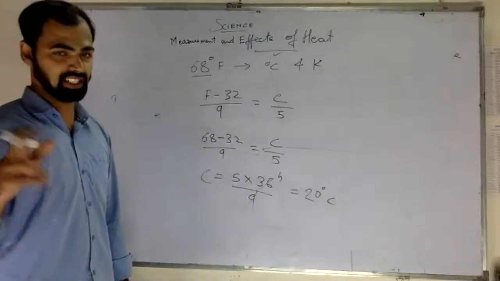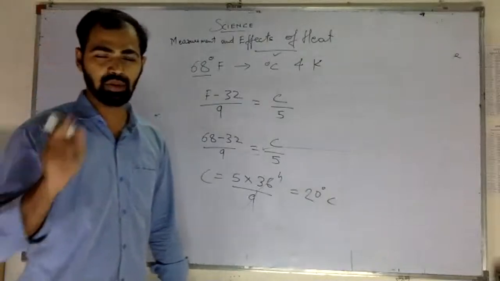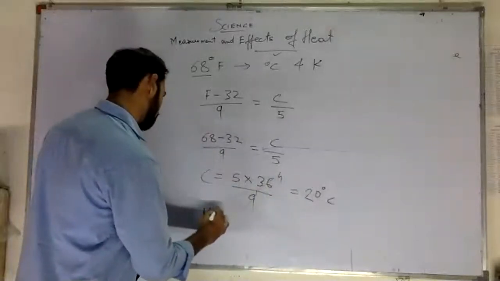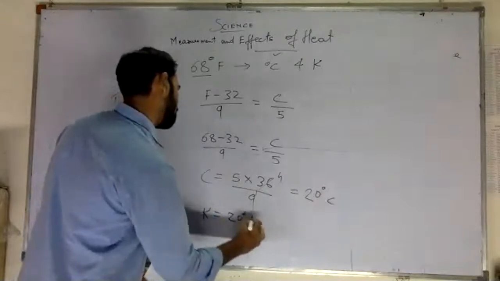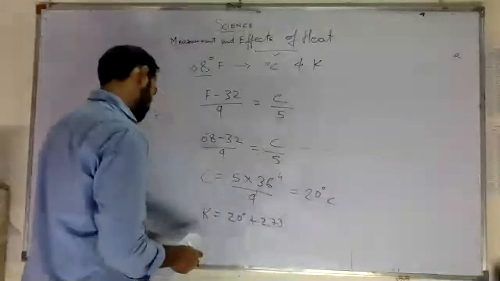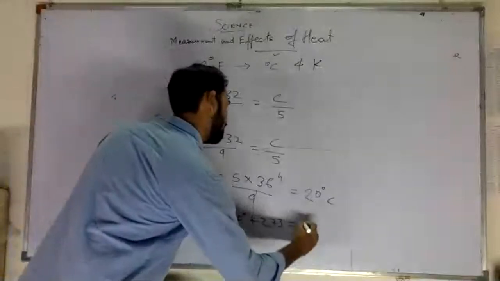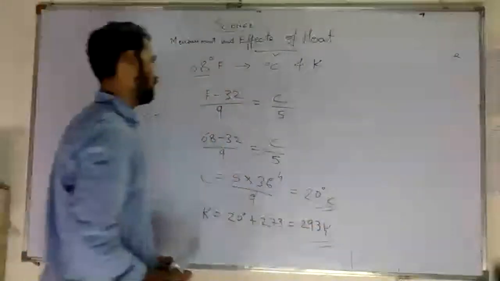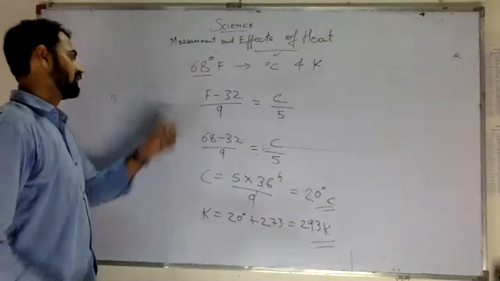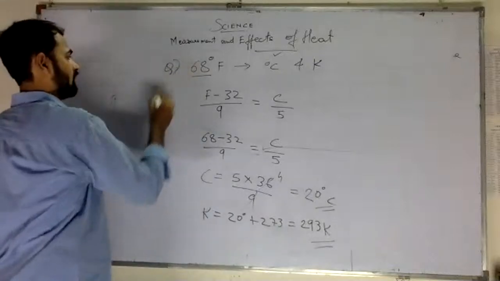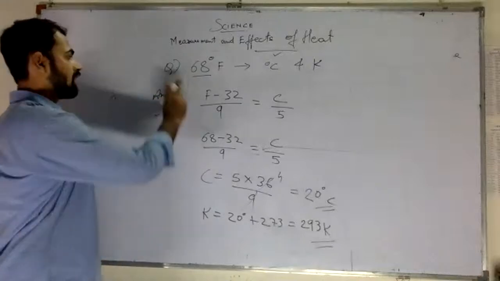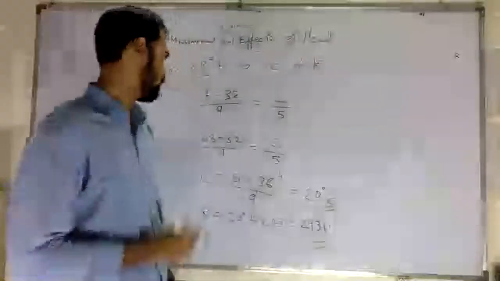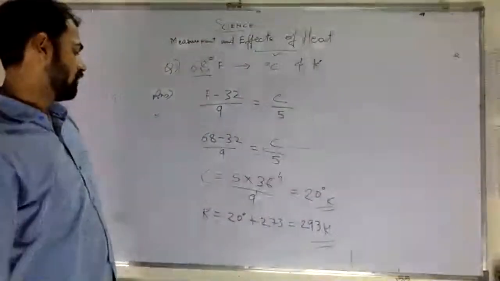Now it is easy to convert degrees Celsius into Kelvin. How will you convert it? You will just add 273 to this degrees Celsius. That is, Kelvin will be equal to 20 plus 273, which is nothing but 293 Kelvin. Understood? Go through the sum one more time. We just converted this 68 degrees Fahrenheit into degrees Celsius and Kelvin. I'll give you a few seconds to copy it down.